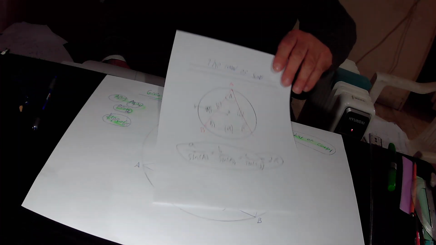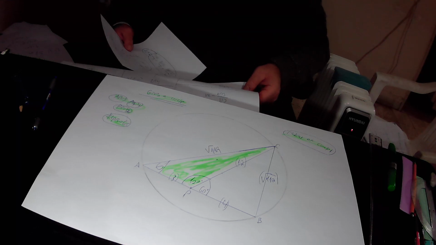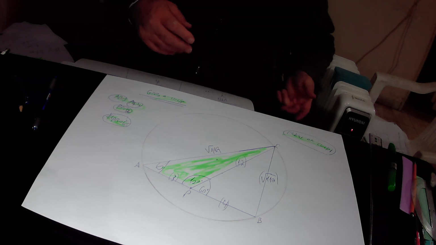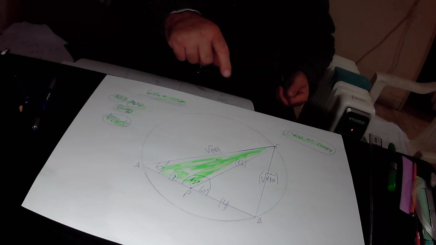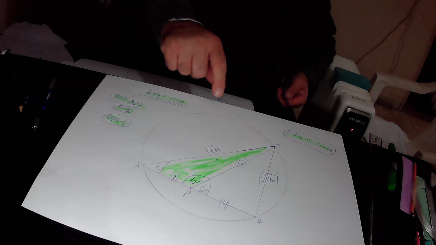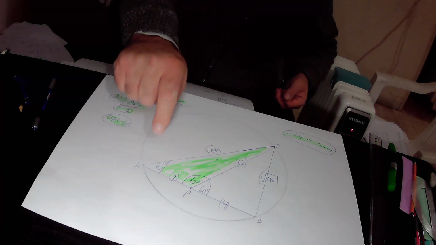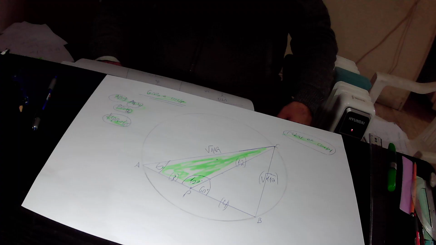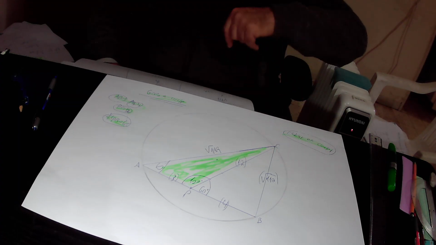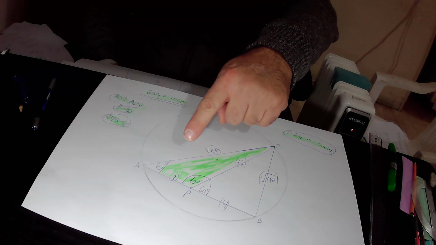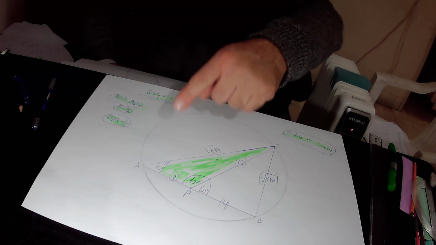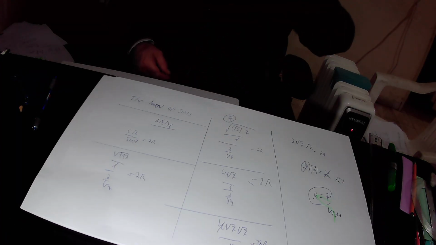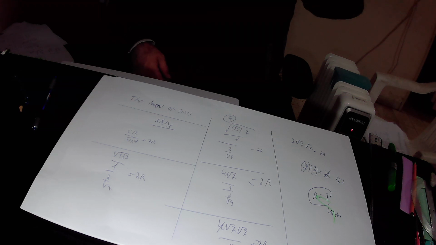Now, triangle ABC is described by this circle, because all three vertices of triangle ABC lie on the circle itself. So if we implement the law of sines in this triangle ABC, we get that CB over sine alpha equals 2R. Again, according to the law of sines, CB over sine alpha equals 2R.